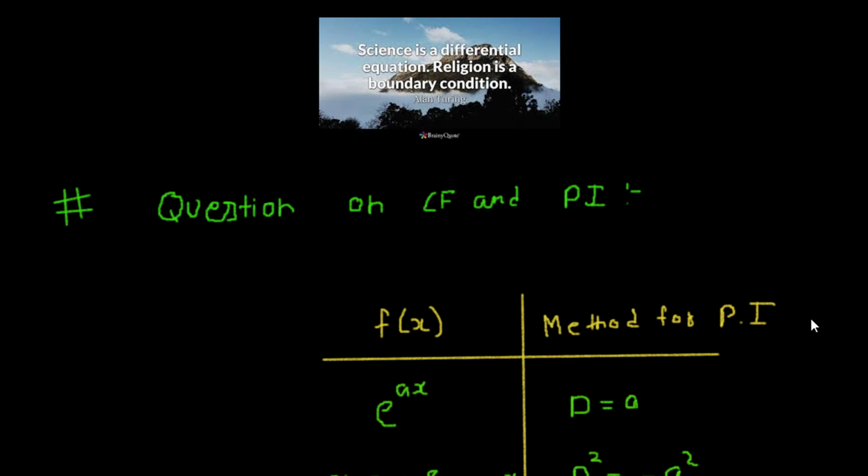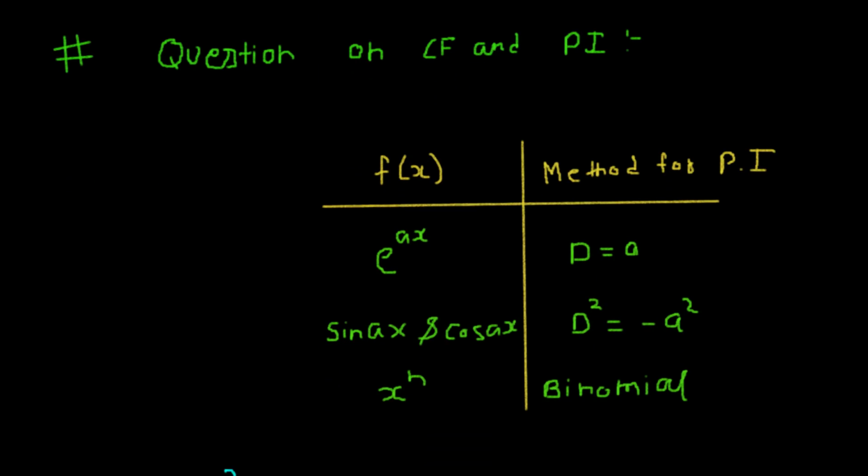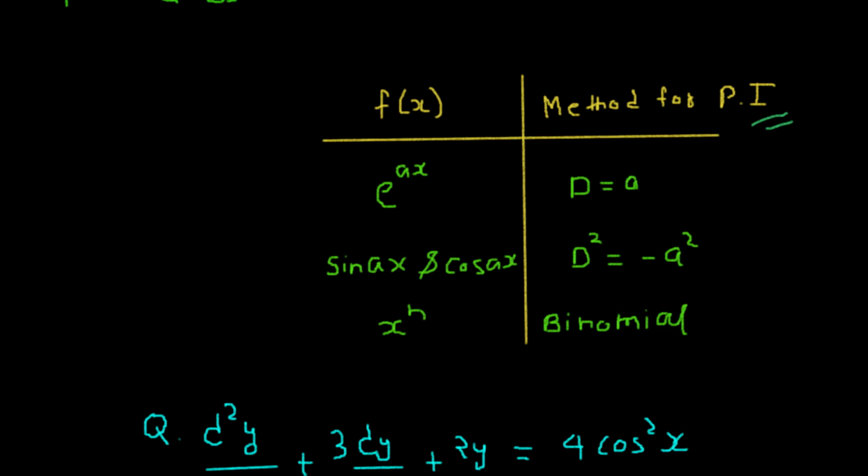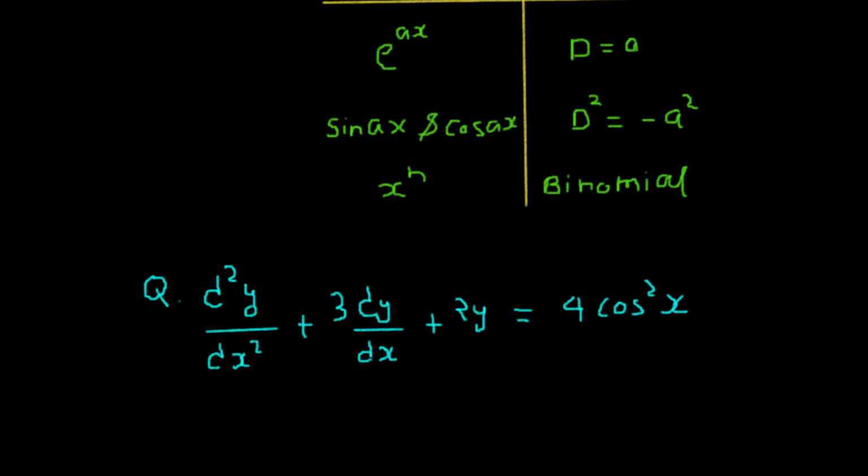Hi everyone, now we're going to solve a question on CF and PI. In the previous video I told you how to find CF and gave you a list for it. In this video I have given you a list for PI. I know you already have this list, but if you don't, you can take a snapshot of it or just write it down on your copy, which is even better than a snapshot. Okay, so let's see how we're going to solve the question.